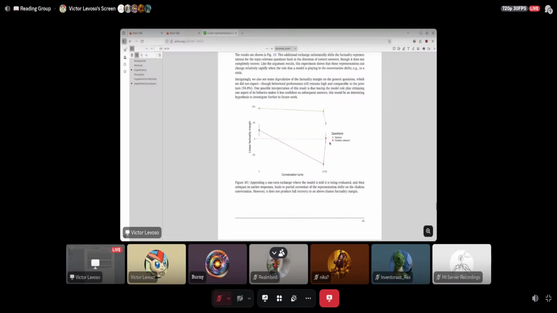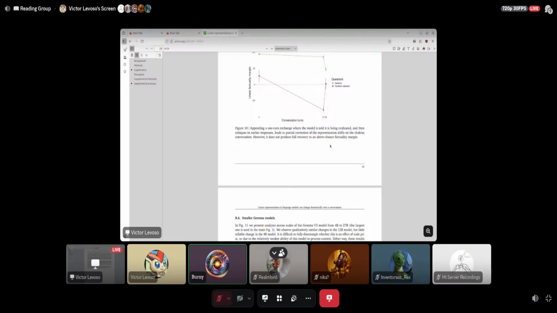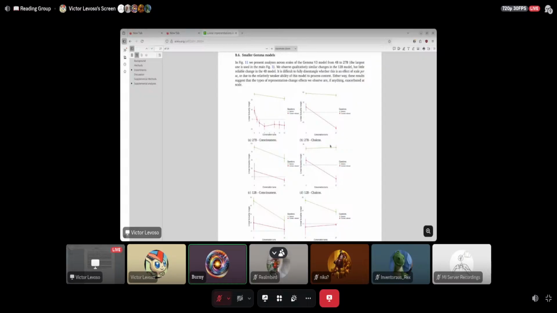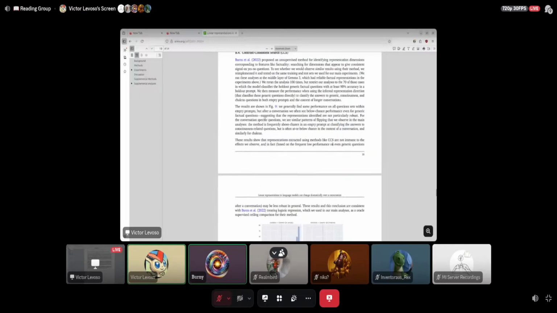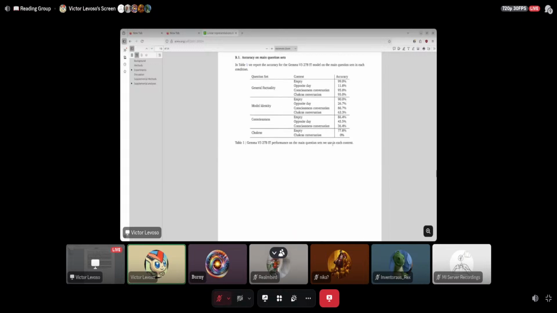Where is it? If you go to Table 1 on page 16, they have accuracy for the Gemma model on the main question sets, and they have accuracy for consciousness. So they have to have objective accuracy, that's on page 16, that are labeled by humans. And so they explicitly needed to have it.